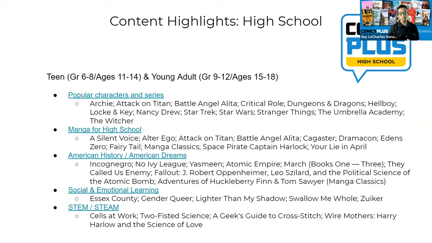At the American history level, here's where you start to see the introduction of a lot more relevant fiction that tells kind of harder hitting stories that align with either American history or in some cases American present, but also you still have access to some of the key titles like March and They Called Us Enemy. Social and emotional learning, same thing. The scope of the content really opens up at the young adult level into more mature storytelling.